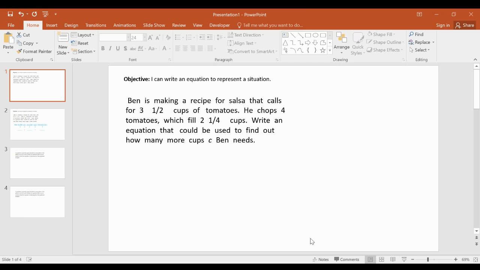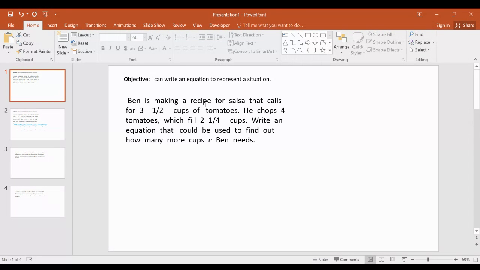Today we're going to be making a video for you to help you meet your objective. I can write an equation to represent a situation. So today we're going to be practicing how to read a word problem and how to analyze it to help us pull out an equation using the numbers as well as thinking about the operations from those word problems. Okay, so let's take a look at our first word problem.